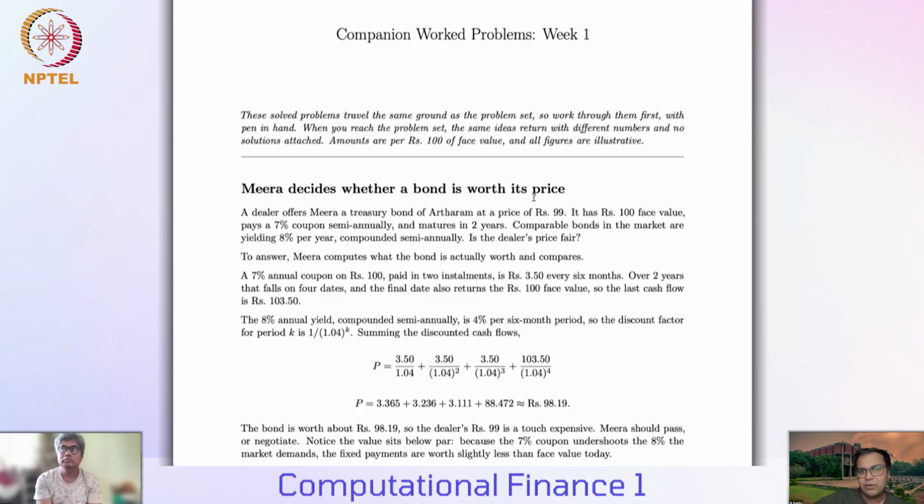At 6 months, you're going to get 3.5. At 12 months, you're going to get 3.5. At 18 months, you're going to get again 3.5. At the end of the second year, you're going to get this coupon payment of 3.5, but remember, you're also getting back the face value. That is what the face value is, what you are going to get back. So that is this rupees 100.